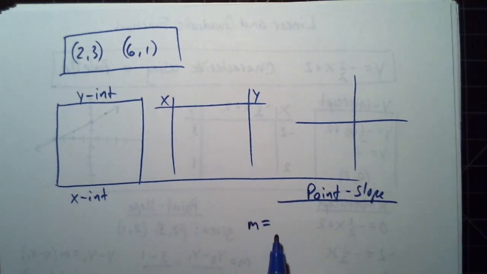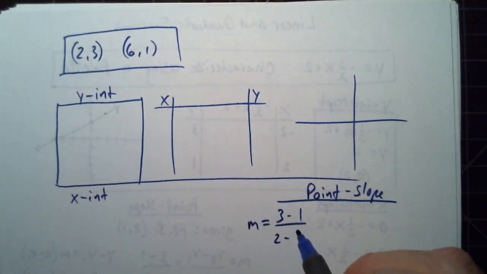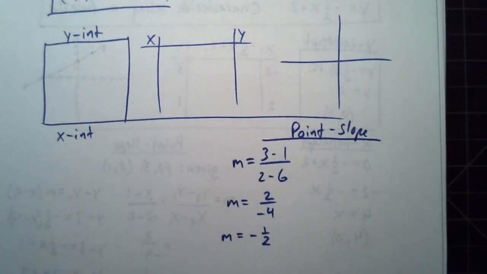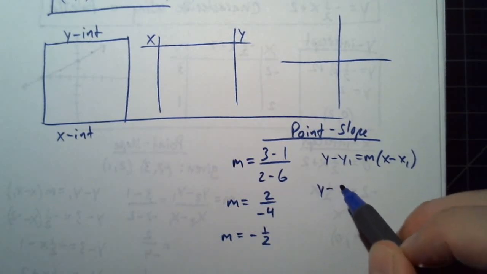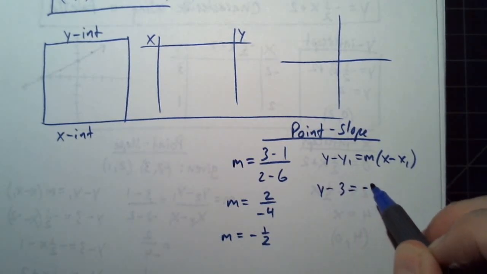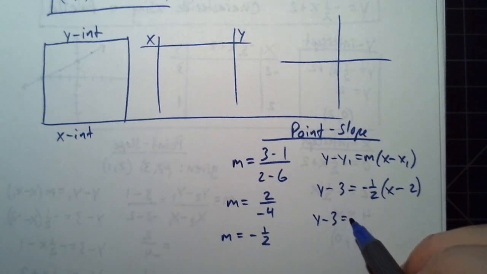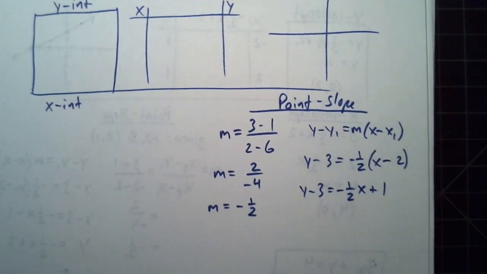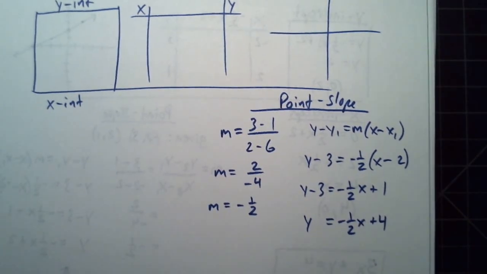pause the video and try that one. The slope is going to be 3 minus 1 and 2 minus 6. Then we have the point slope formula, and we need a y value. Let's use 3. A slope, we just found the slope, and the x value. Add 3. Then we can go back and find everything else.